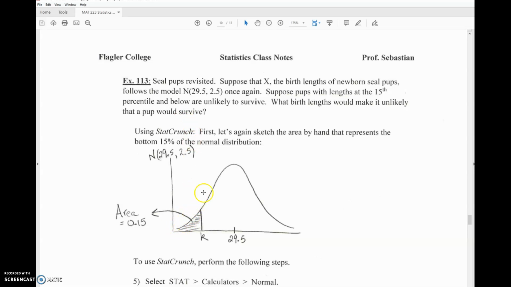So again, I'm looking at my normal distribution with a mean of 29.5, draw my standard bell curve. And I know that the area that I want to figure out is to the left, where I'm talking about really small pups, right? So I'm talking about the 15th percentile, where only 15% is less than them. This is the birth length, that anything less than that, they'll be unlikely to survive. So this area is 0.15. So now I'm looking for that k. I'm looking for the probability that x is less than or equal to this value of k, which I don't know, is 0.15.